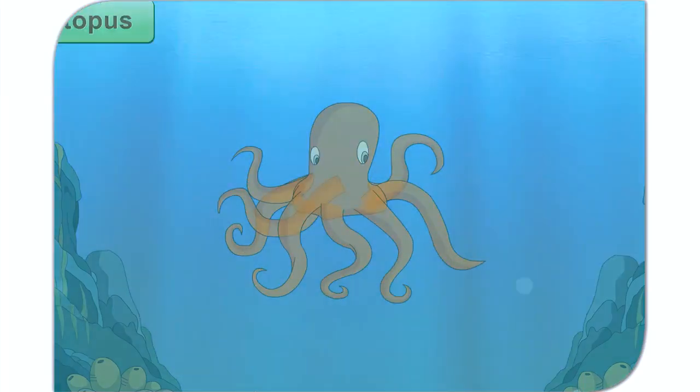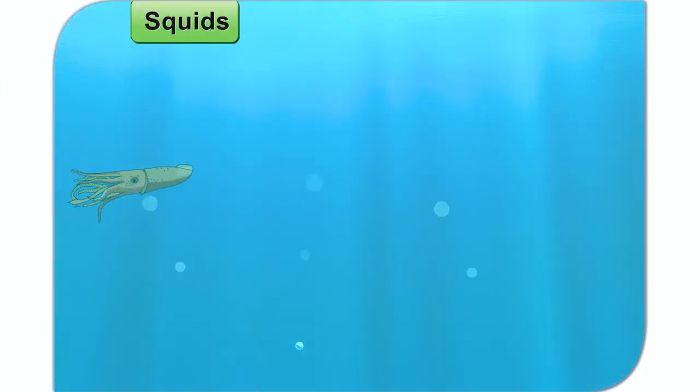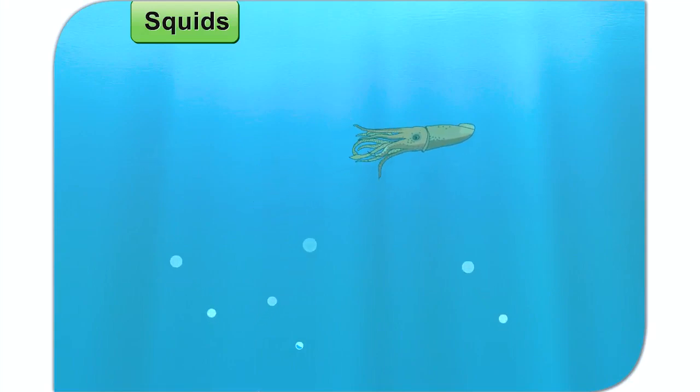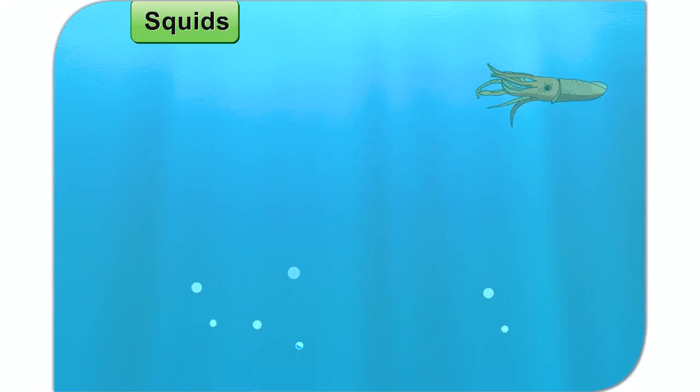They have gills to breathe. Some animals like octopus and squids do not have a streamlined shape. They stay near the seabed and catch the prey that moves towards them. When they move in water, they make their bodies streamlined.